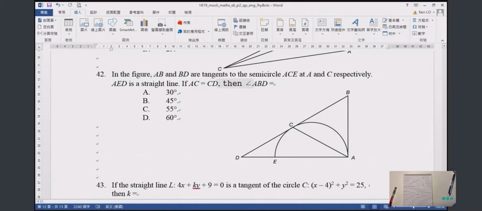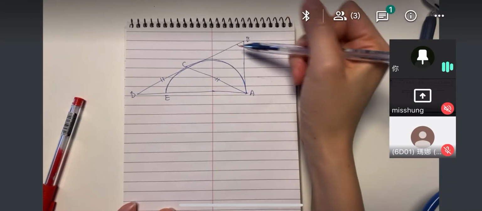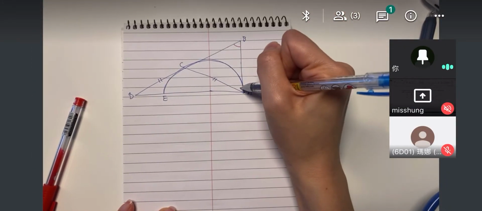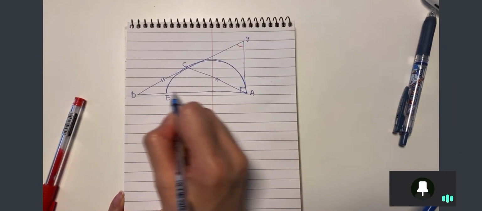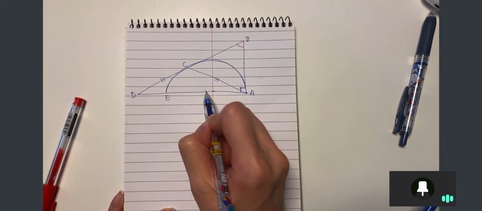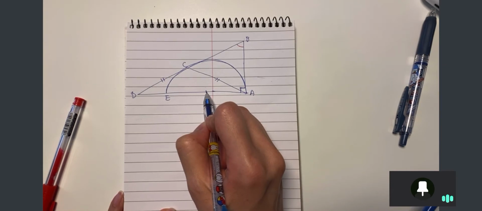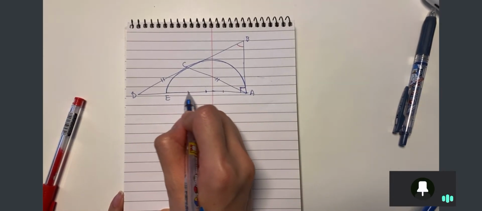Okay. And then you need to know that some are tangents. AB is a tangent, BD is also a tangent. Since AB is a tangent, this one is a right angle because this is a semicircle. That means there is a radius here passing through the center. That means these two are the same line, radius, radius.